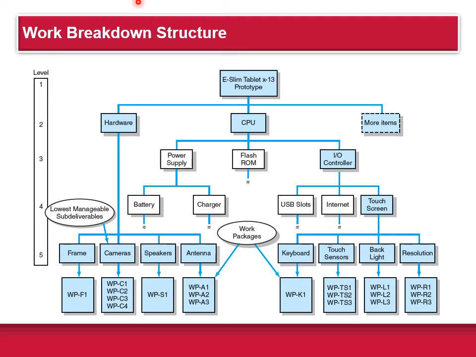Oftentimes this is the case, because what this suggests is that for the hardware there's little coordination needed at that level, so they can jump on down to level 5. Also notice here that level 5 breaks down the frame, the cameras, the speakers, and the antenna into the work packages. So these bottom levels are the actual work packages themselves, individual work packages that individual members can work on. This is a pretty good example of a work breakdown structure.